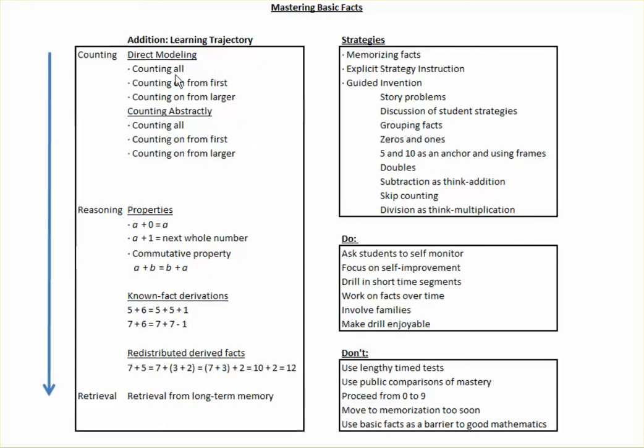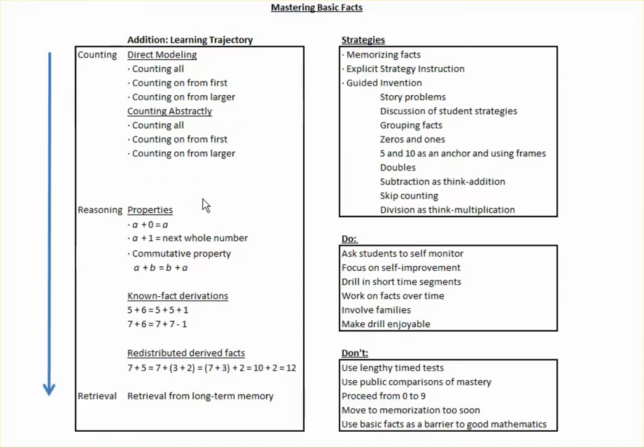Now, the fact that they're listed in this order suggests that maybe they do them exactly in this order, but there tends to be back and forth between these and some overlap. But in general, counting all and direct modeling tends to be initial, and towards the end they can count abstractly in their minds on from the larger, and that's more sophisticated.